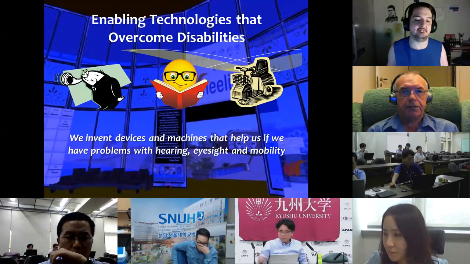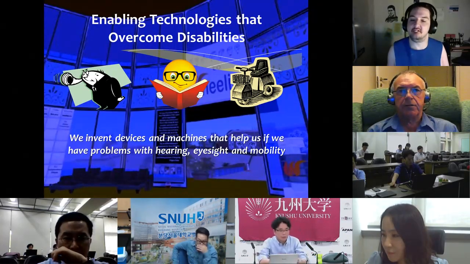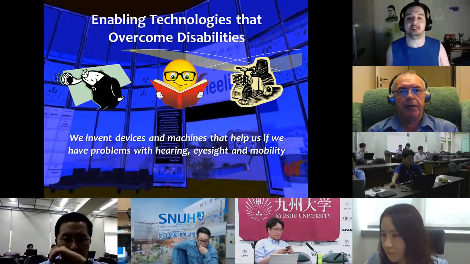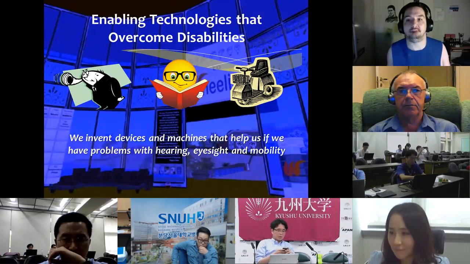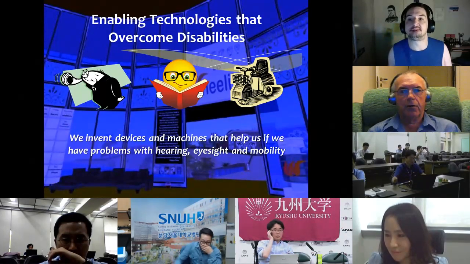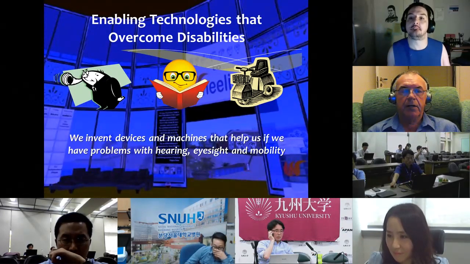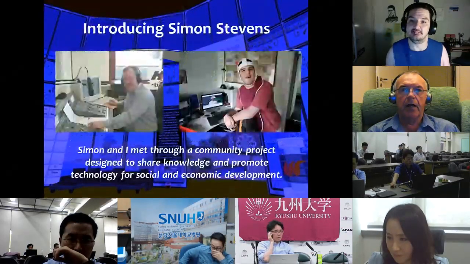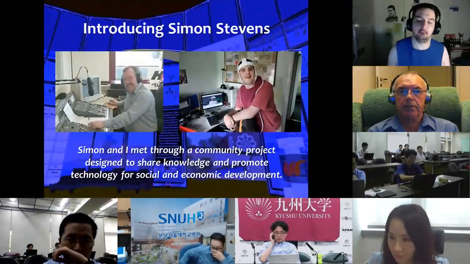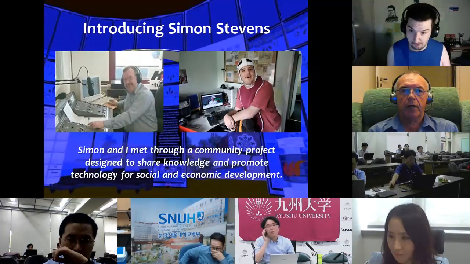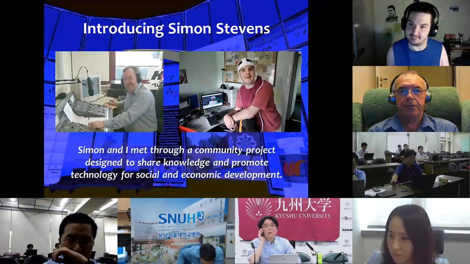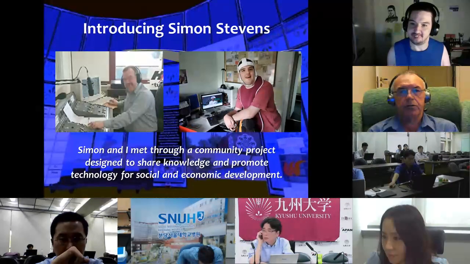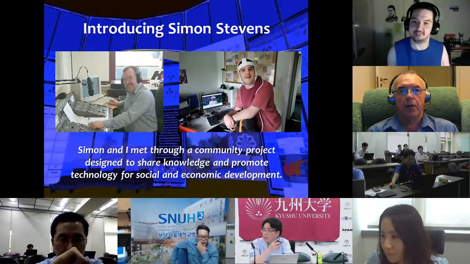So whether we are physically described as able or disabled, all of us in some way or other use technology to overcome our limitations. So we invent devices and machines that help us to overcome these difficulties, particularly if we have problems with hearing, eyesight and mobility. So this sets the scene to my talking about Simon Stevens, whom I first met almost 14 years ago.